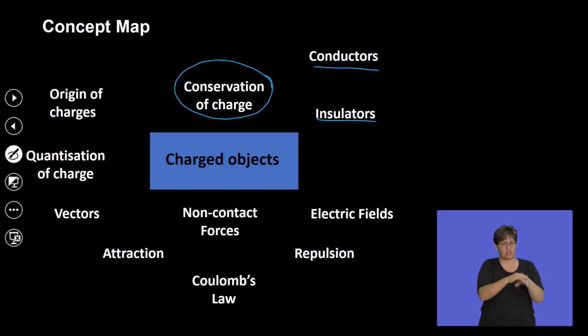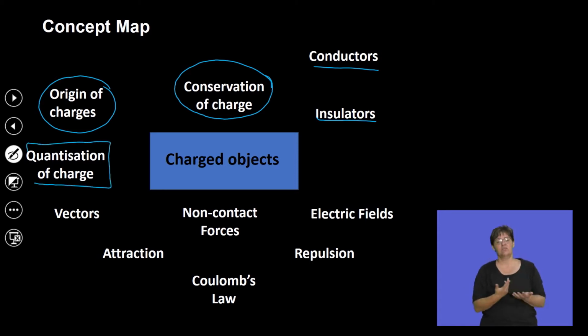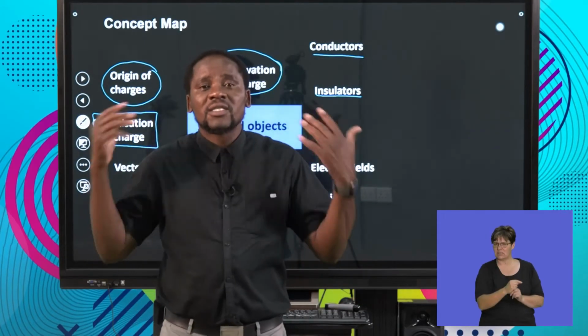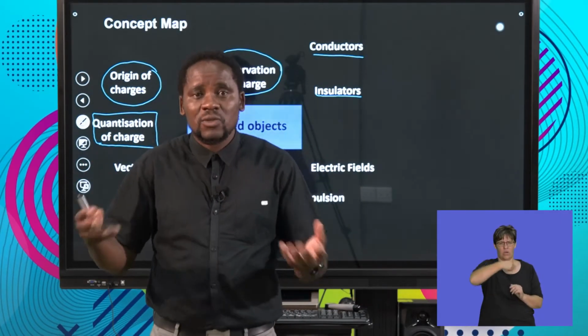Now, in terms of origin of charge, we can immediately recall that for a material to be positively charged, it needs to lose electrons. For a material to be negatively charged, electrons must be transferred to it. And we also dealt with a very, very important concept of quantization of charge. Just to remind ourselves, what exactly do we mean when we say charge is quantized?